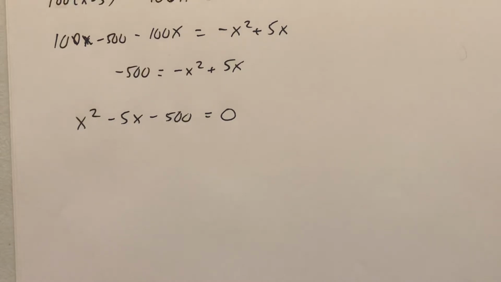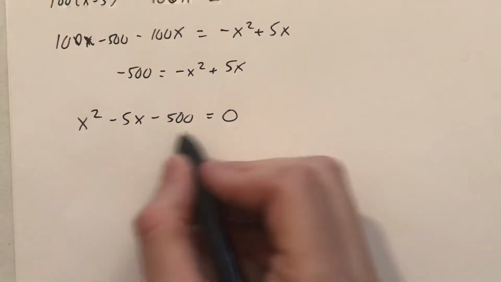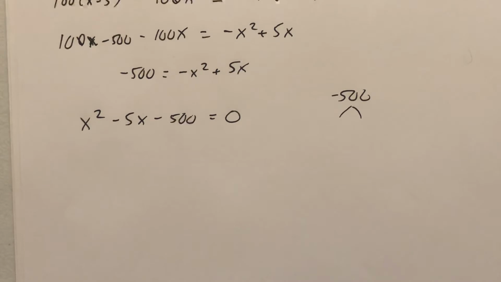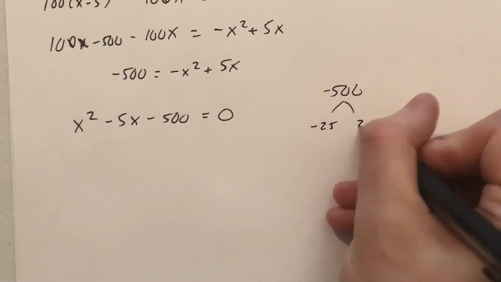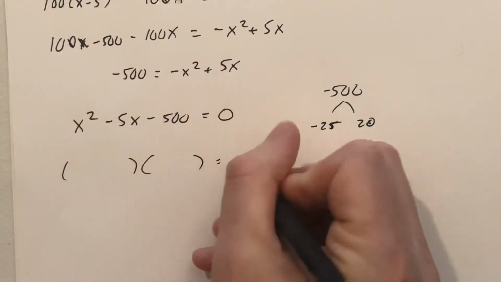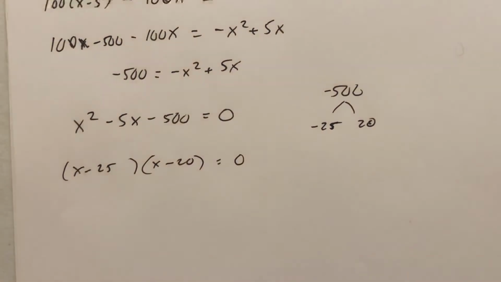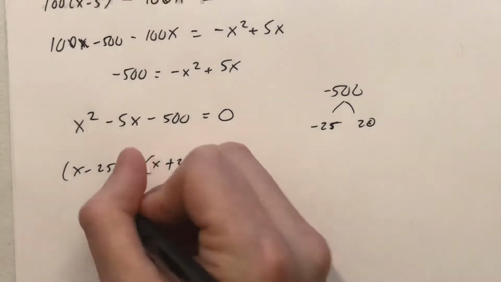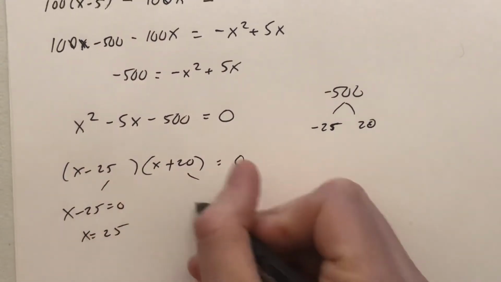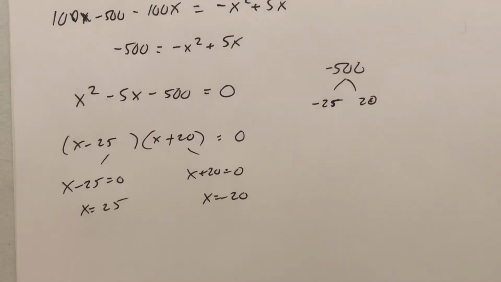So I've got that equal to 0 now. And then the question is, does this factor? Turns out it does. Two numbers that multiply to a negative 500, but also add to a negative 5 would be negative 25 and 20. So this does factor to x minus 25 and x plus 20, which means x minus 25 equals 0, giving me 25, and x plus 20 equals 0, giving me x equals negative 20.